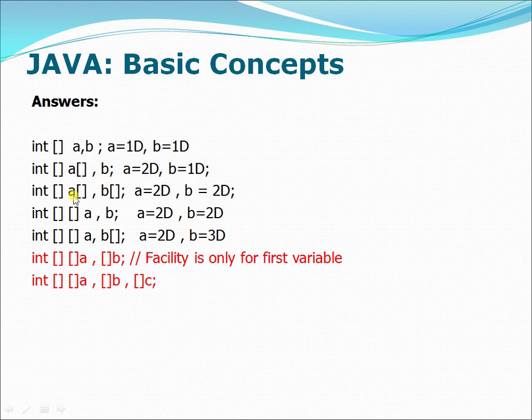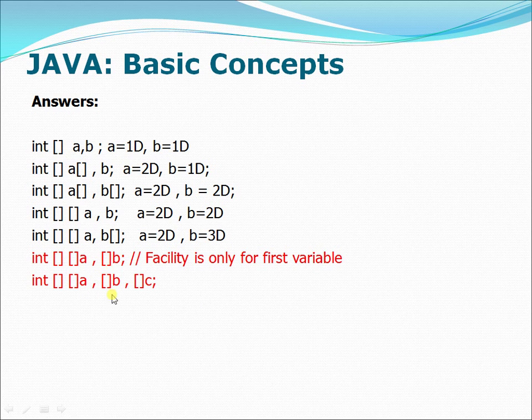Now what is the dimension of A? 2 dimension. What is the dimension of B? It is also 2. Why? Because left side 1, right side 1. 2 dimension. Okay. Now tell me, what is the dimension of this? 2 dimension. What is the dimension of B? It is also 2. Why? Because the left side is considered. Now what is the dimension of A? 2 dimension. What is the dimension of B? 3 dimension, because 3 are there. But these two are not correct.